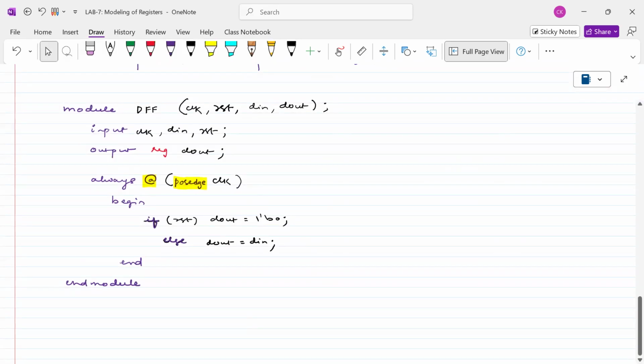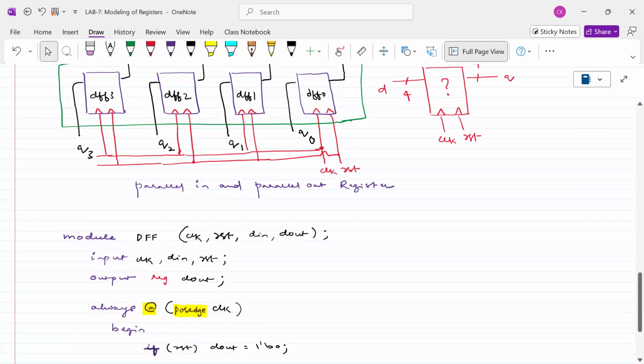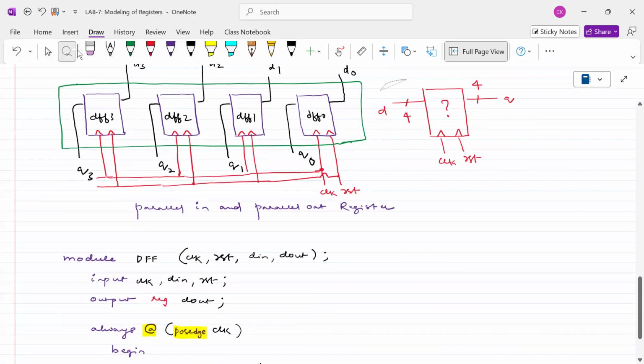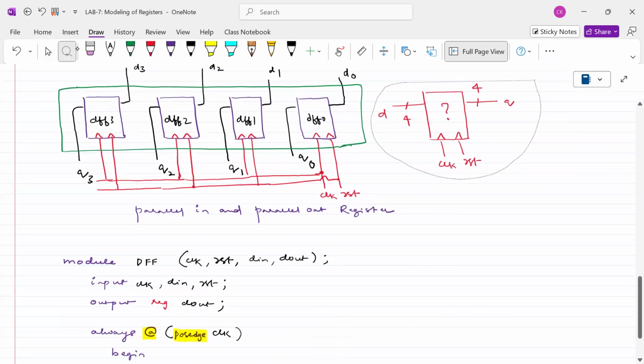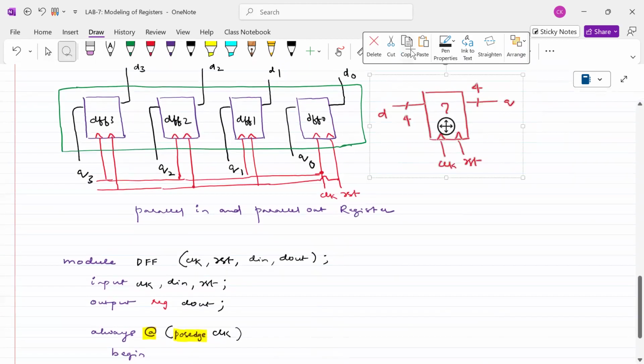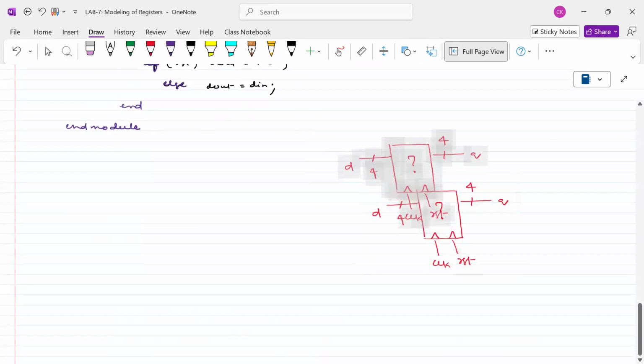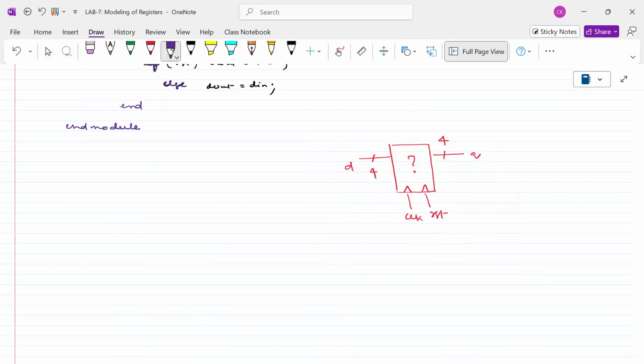How can I write the 4 times here? Let me start the module. First of all, I want to take this particular one as a main block. This is the external view. Let me copy this and paste it here, and accordingly I want to write the top level. How can we start this one? Module reg_4bit_SM. SM stands for structural modeling.